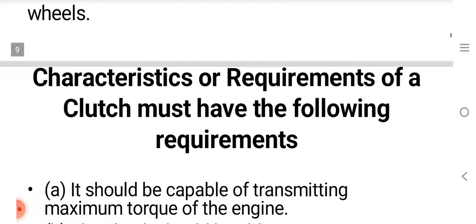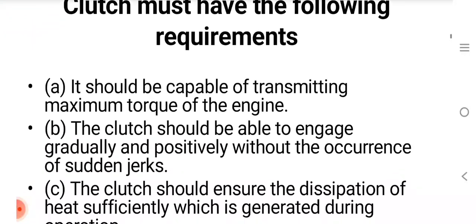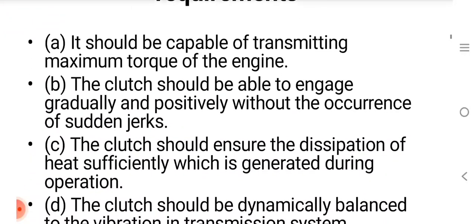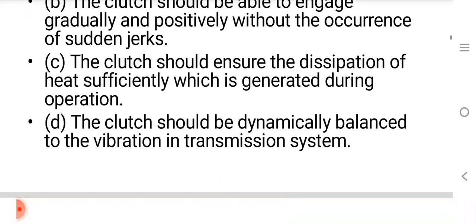These are the characteristics or requirements the clutch must have. First, it should be capable of transmitting the maximum torque of the engine, and the clutch should be able to engage gradually and positively without the occurrence of sudden jerks. The clutch should ensure sufficient dissipation of the heat generated during operation. The clutch should be dynamically balanced to avoid vibration in the transmission system.